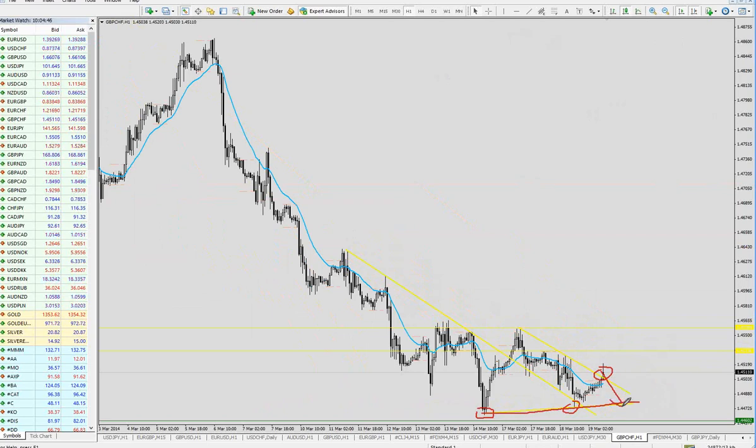So definitely I'm going to watch a level around 144.75 to go long with tight stop below this low here. So it's for sure I'm going to watch British pound versus Swiss franc, and I'm going to concentrate on this rising trend line here.